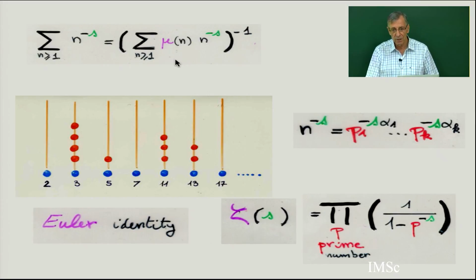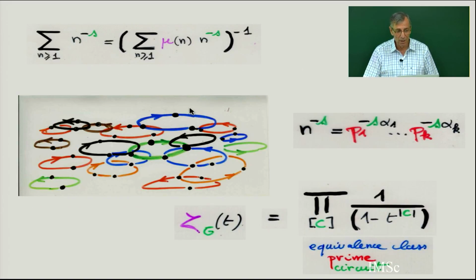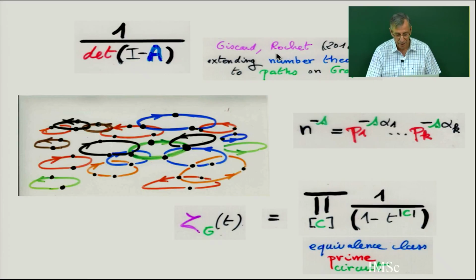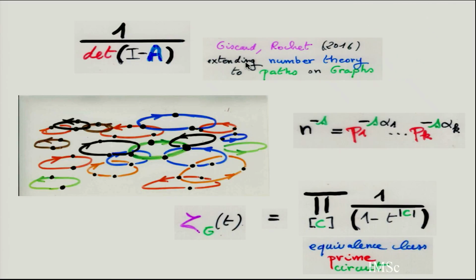Then the zeta function, you see this. Instead of heaps of balls, you have heaps of cycles. This becomes the equivalence class of prime circuits, and this becomes the inverse of a determinant. This is what Giscard and Rochet, these people, are doing to extend number theory to graphs, and all the functions in number theory to try to extend them to graphs, but using heaps of cycles. Not bothering about no backtracking, nothing.